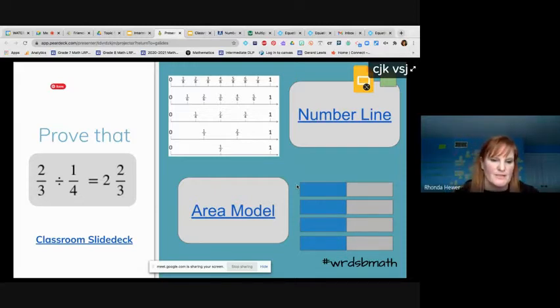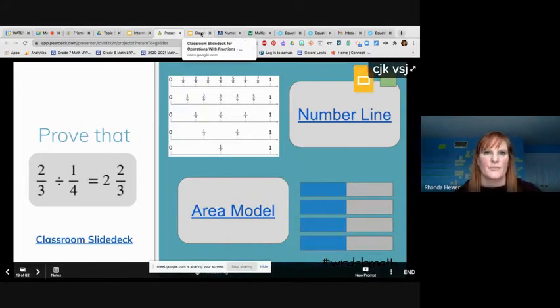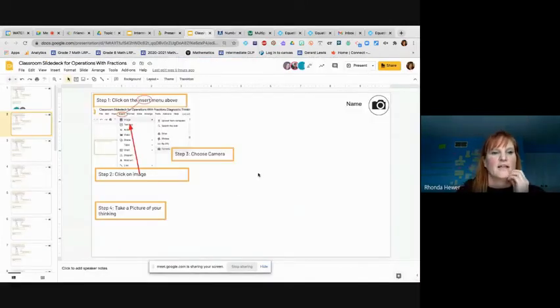There's a classroom slide deck. Let's just go to the classroom slide deck for a minute. Click on that link. Eventually I'm going to ask you to put a picture of how you've represented this question, how you've proved it, onto your slide. I have instructions here on how, if you've done pencil and paper, you can just upload an image of that pencil and paper. If you choose to go to area model and use Equatio, then you can come back to the meetup right now so you can see what I'm doing.